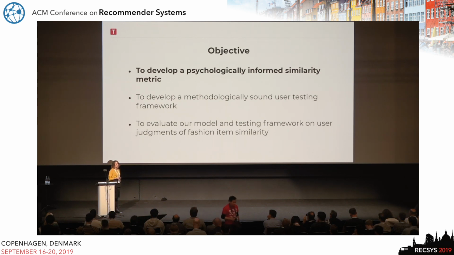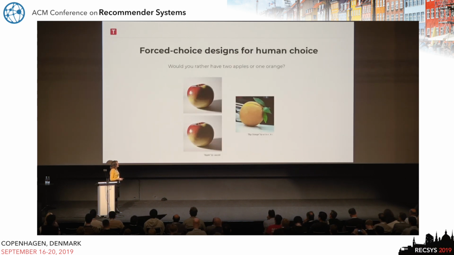How do we actually ask users about their judgments of similarity in a way that's methodologically sound? What we can do here is draw from paradigms that come from behavioral and neuroeconomics, as well as some other fields. What I'm showing here is an example of a forced choice design. In this, I might ask you a question like, would you rather have 2 apples or 1 orange? The reason why this is good is that you don't have to worry about absolute preferences. You're dealing with relative preferences within this context.